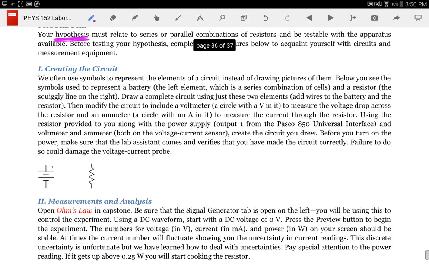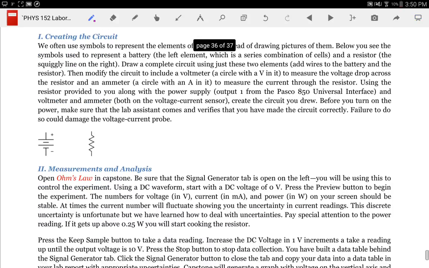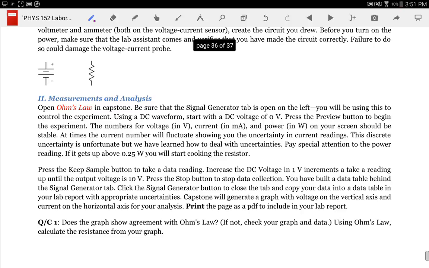I've already talked about this first part, making the circuit. You're going to actually make the circuit and test it. And the testing is, as I was telling Cassie, 5 minutes. It really is that fast. So once you've made your circuit and you've had Erica or me check it to make sure that everything's good, you open up the Ohm's law in Capstone, and your display should look like this.